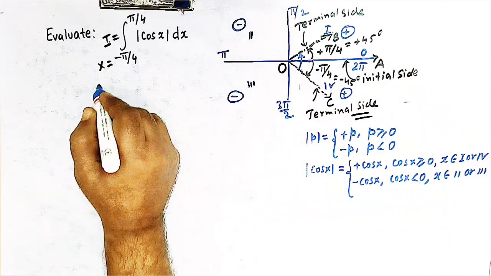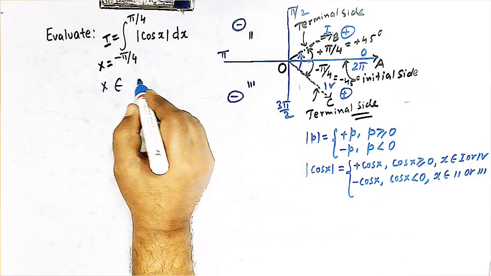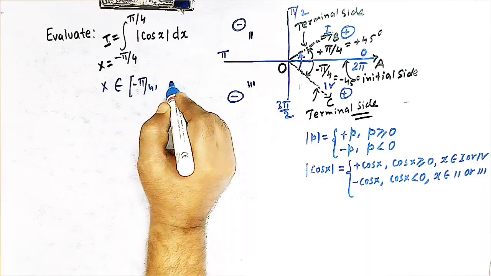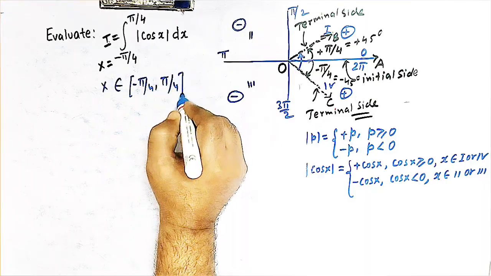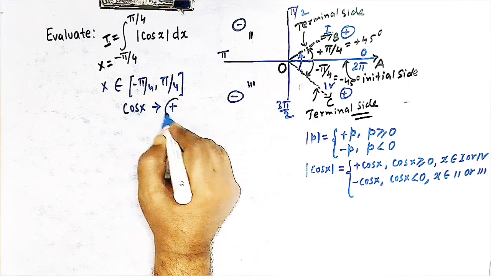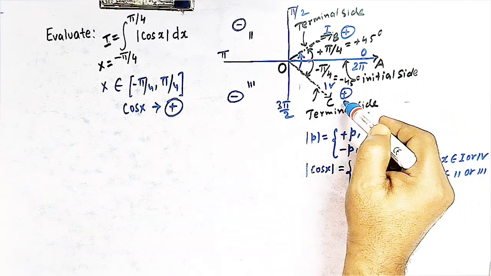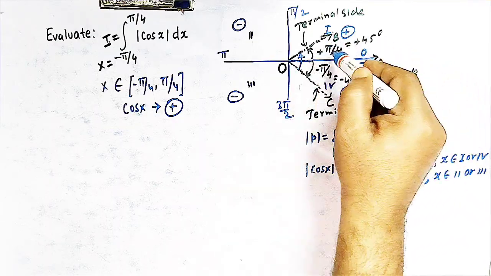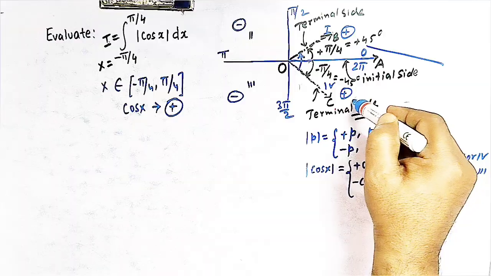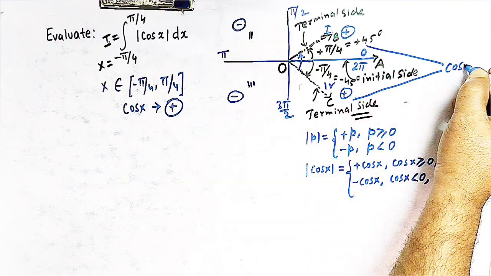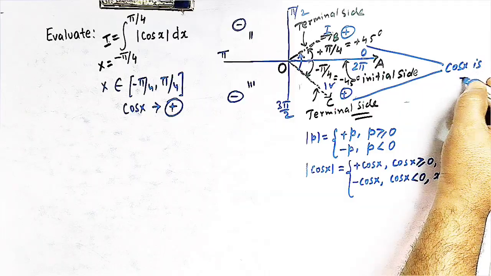So it implies that when x belongs to the interval minus pi by 4 to pi by 4, then cosine x is positive, right? That is, when we integrate from minus pi by 4 to positive pi by 4, then in both the quadrants cosine x is positive, right?